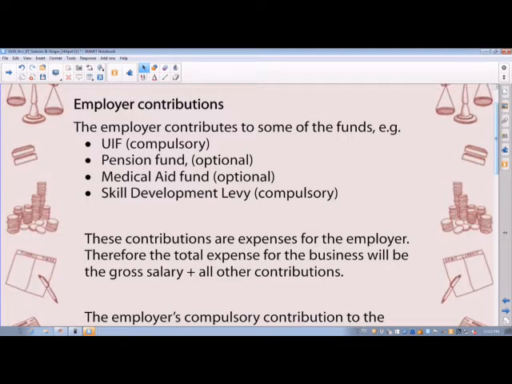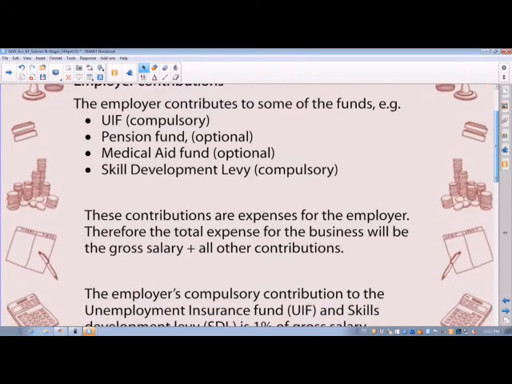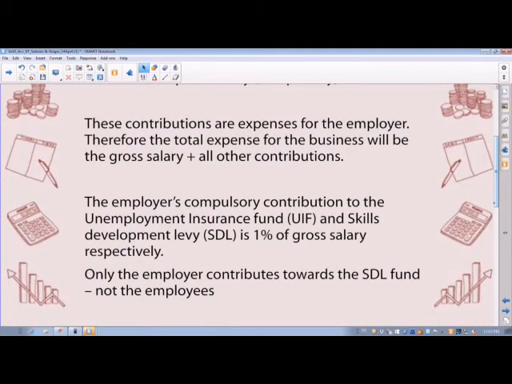They're just showing that they are contributing for the employee to different things. Now, these contributions are expenses, so you need to remember that. They are all expenses. Therefore, the total expense for the business will always be the gross salary with all the other contributions. So the employer's compulsory contributions to know are UIF and the skills development levy, and both are at 1%.